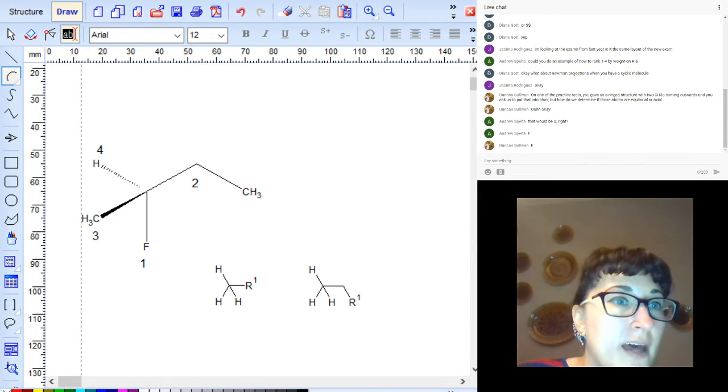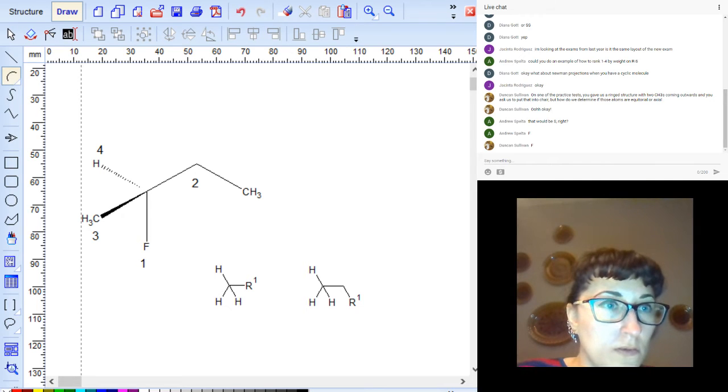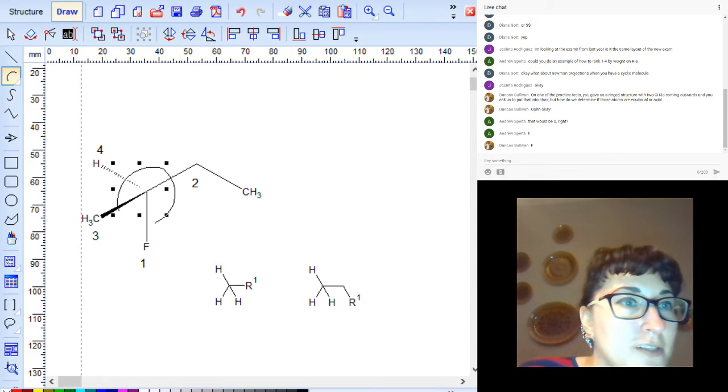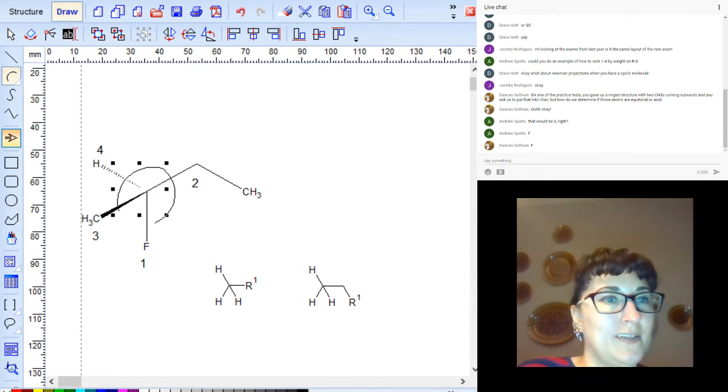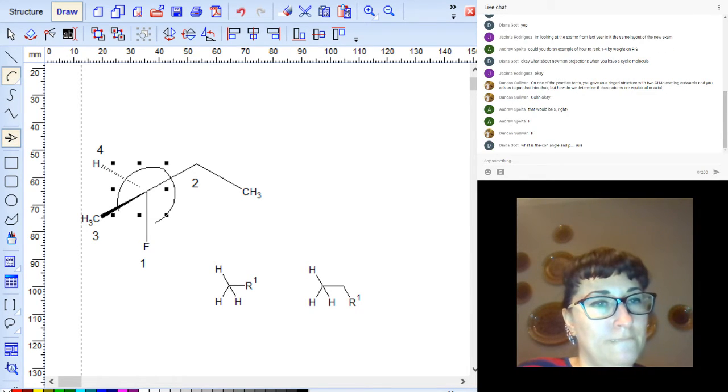We can see that, let's see. Oh. I'm trying to like make an arrow here. It's not working. Swap. Ah, that got it. Okay.